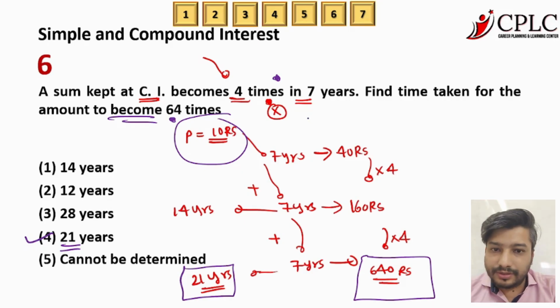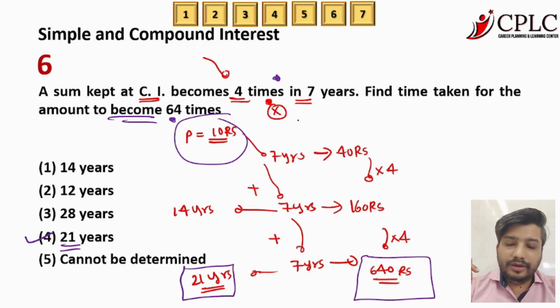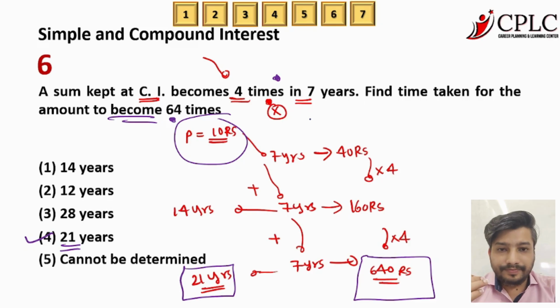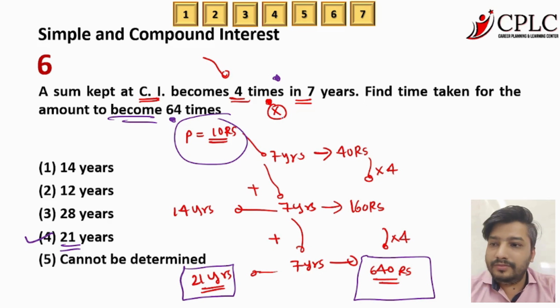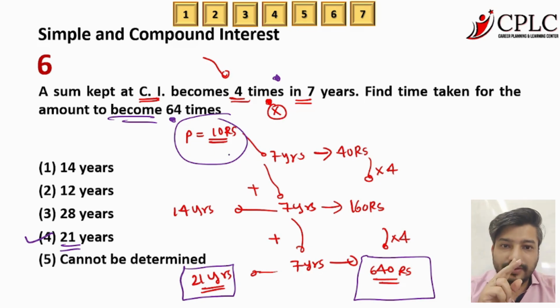So you can simply assume something and keep doing it. For every 7 years time period, the amount is becoming 4 times every time. So 4 times of the previous, 4 times of the previous, and you keep adding 7 years. After 3 iterations you get to 64 times, it is going to take 3 groups of 7 years, 3 tranches you can say. So that is going to give you 21 years as the final answer for question number 6.